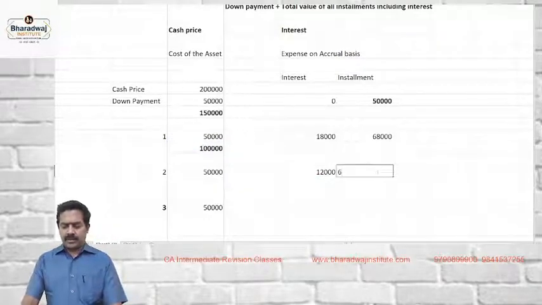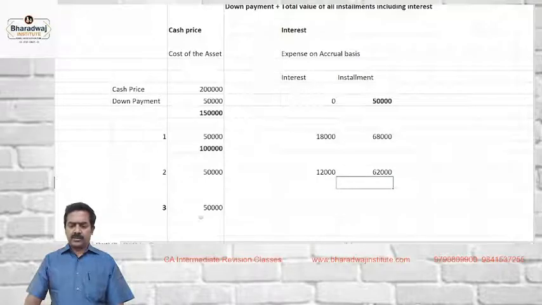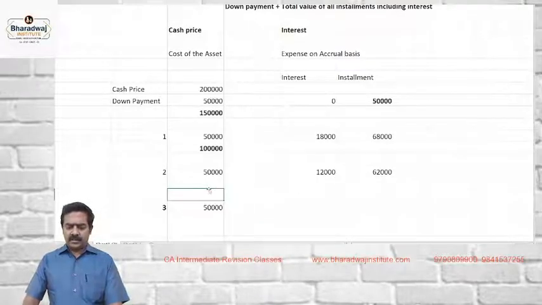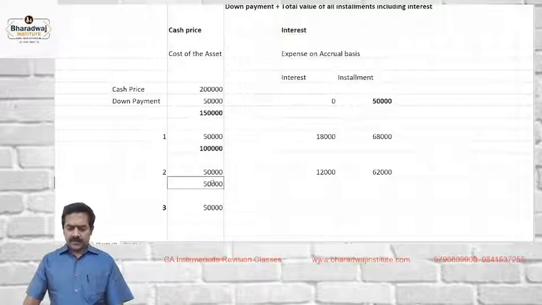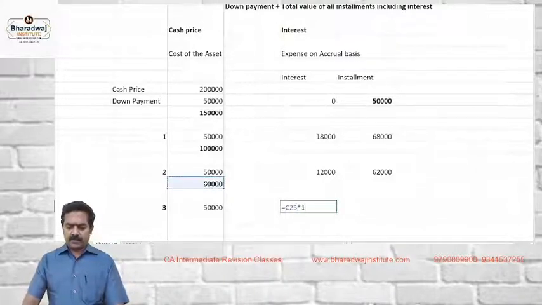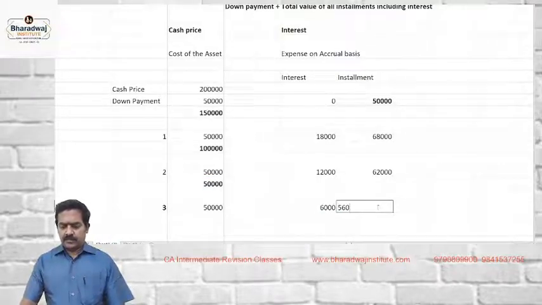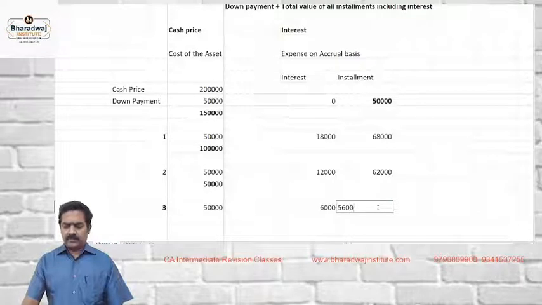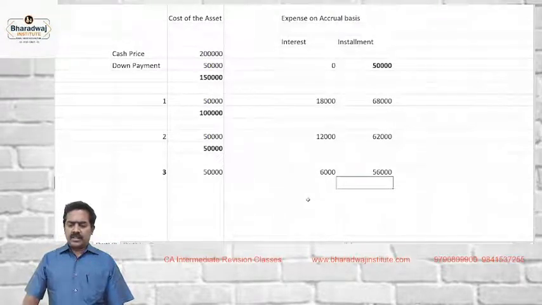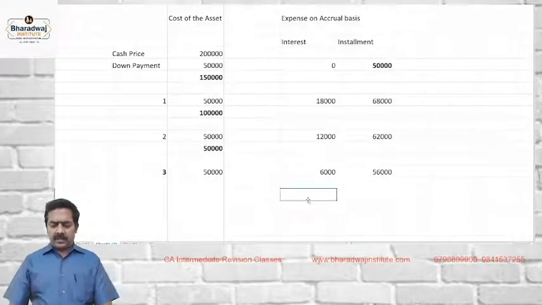12,000. Totally how much you have to pay? 62,000. Third year, what is the principal outstanding? 50,000. For this 50,000, how much will the interest be? So totally how much you have to pay? 56,000. So simple.